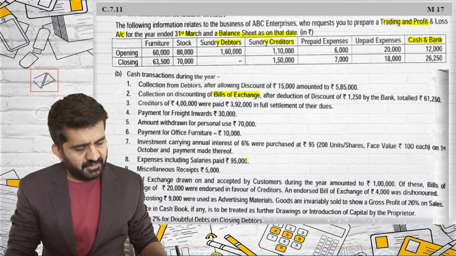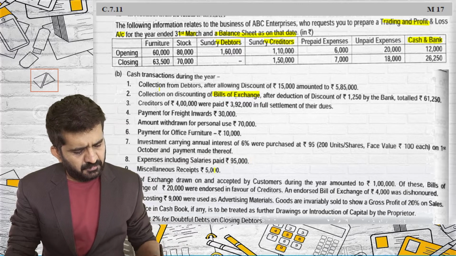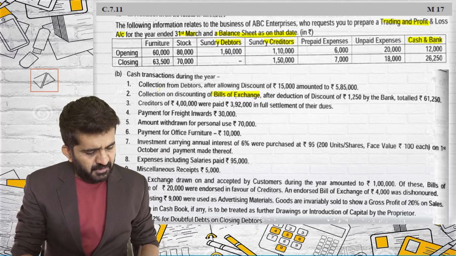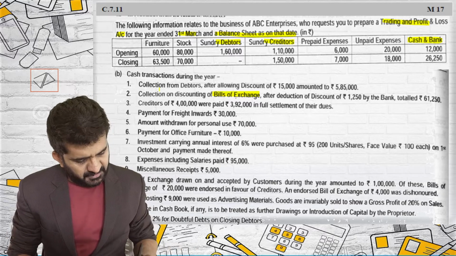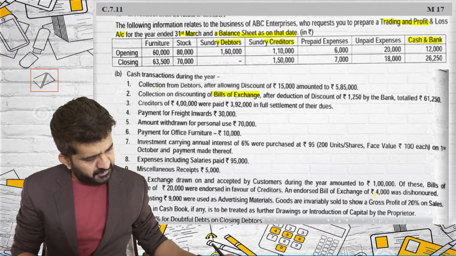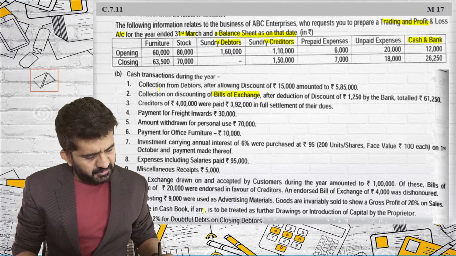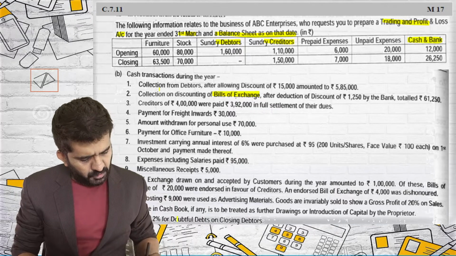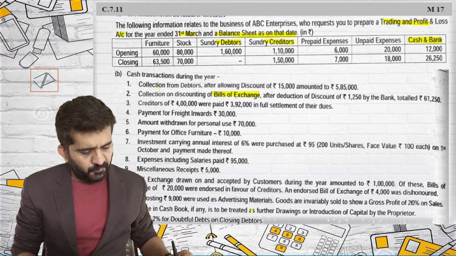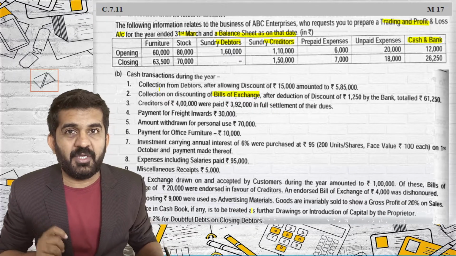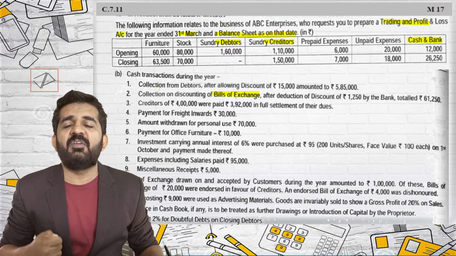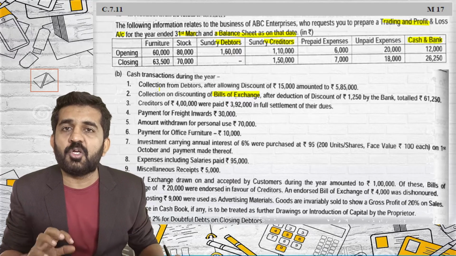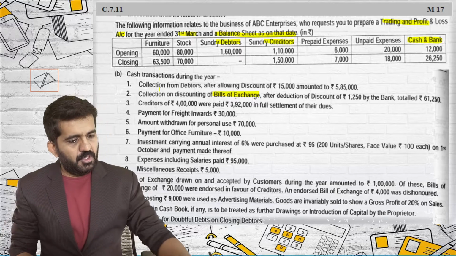Expenses including salaries paid rupees 95,000, miscellaneous receipt. Bills of exchange drawn on accepted, we have already decided we will be preparing bills receivable account. Goods costing rupees, advertisement, this can be solved. Difference in cash book should be treated as so and so. Provide 2% for the doubtful debts on closing debtors. So we will be telling our debtors account. At last, we will be providing 2% in inner column of closing balance sheet.